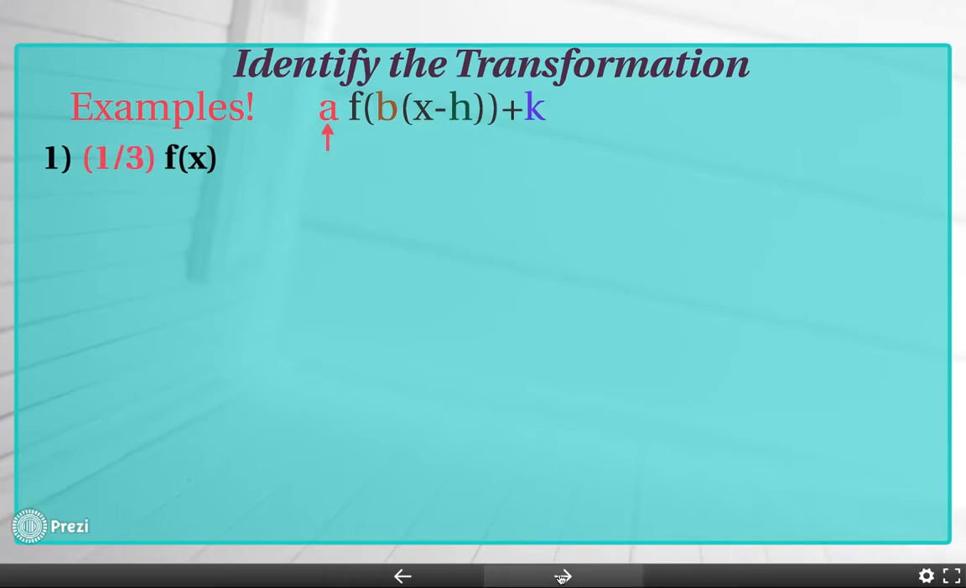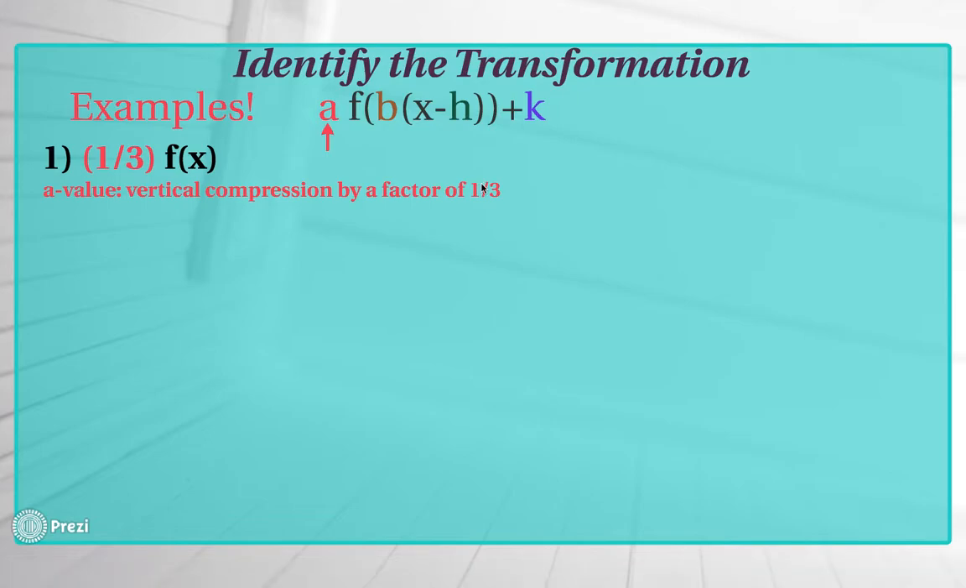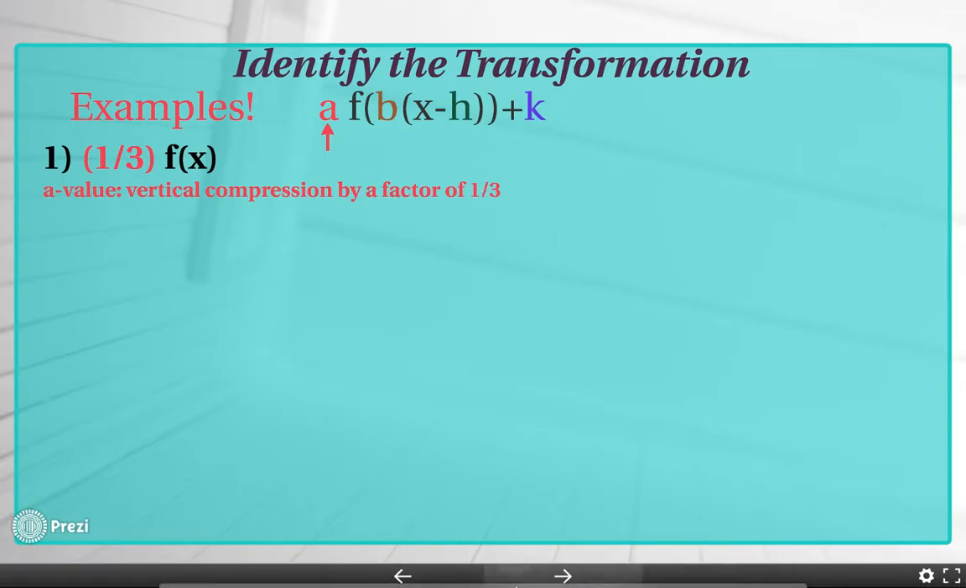So guess what, you guys? This is a vertical compression by a factor of 1/3. It will get wider, or it will shrink down vertically by a factor of 1/3. So it'll be 1/3 the height vertically, which will make it get wider. Pretty cool, right? I think it's cool.